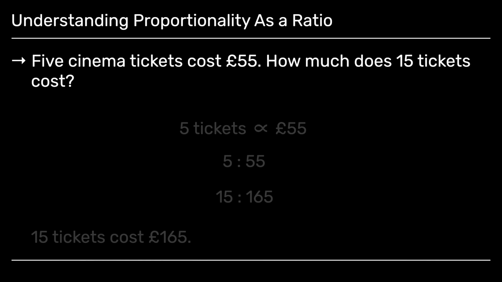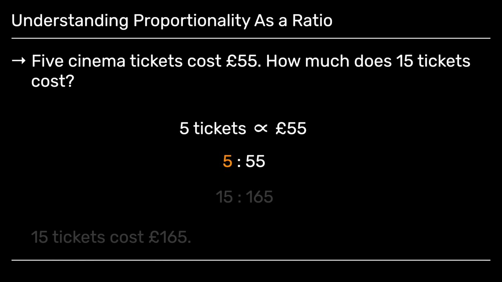So let's look at an example. Suppose we have that 5 cinema tickets cost £55. How much does 15 tickets cost? Well, we know that 5 is proportional to £55. That's the information we're given. But proportionality is just another way of saying that they're in ratio. So 5 is in ratio to 55.